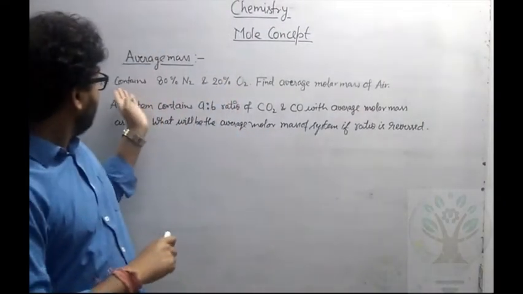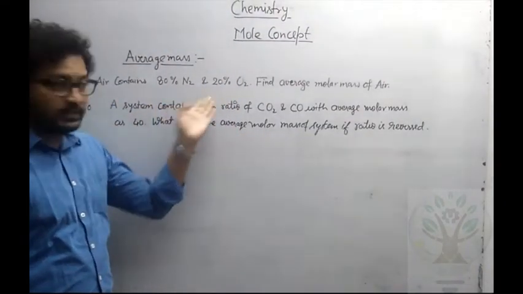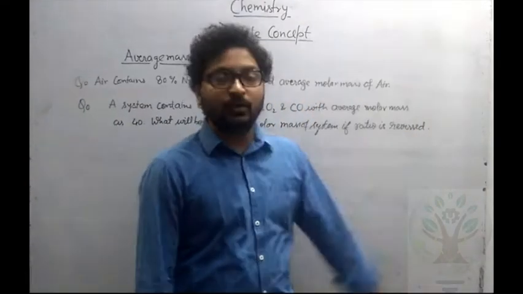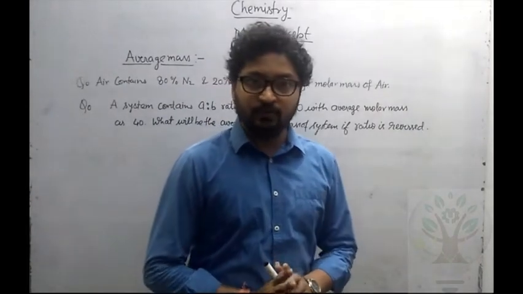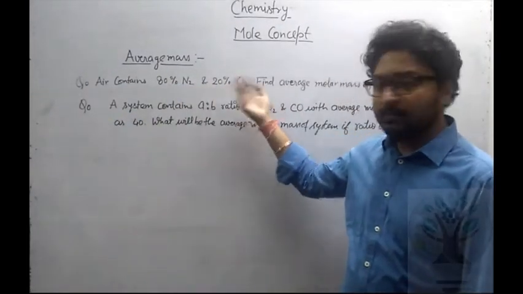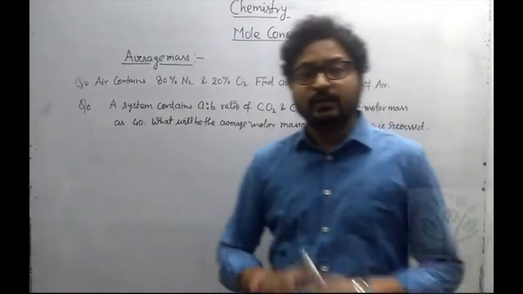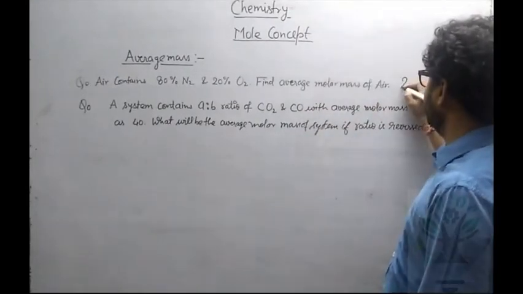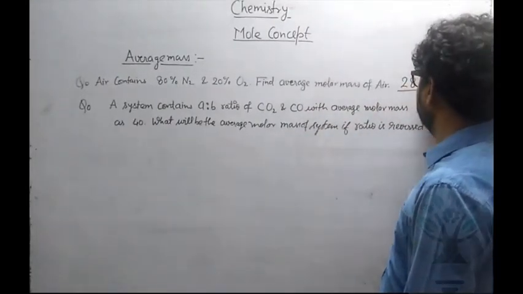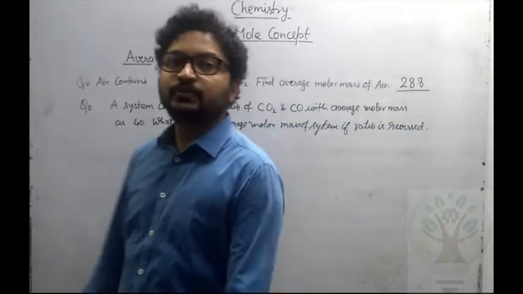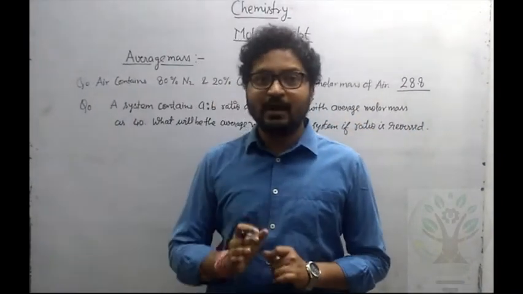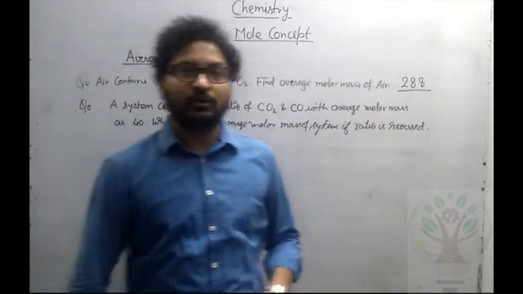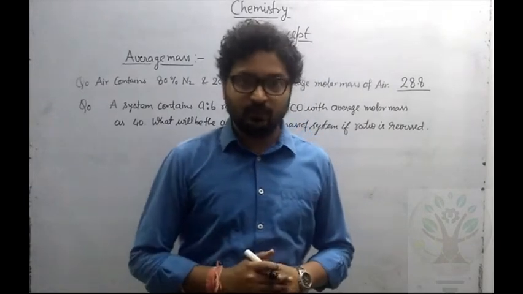Now, the next question is, air contains 80% N2 and 20% O2. So you just have to find the average molar mass of air. Is the question clear to you? 80% N2, 20% O2, find the average molar mass of air. This question you will solve on your own, and the answer will come as 28.8. The average molar mass of air will come as 28.8, and I will ask you to remember this. Okay? Try this whether you are getting 28.8 or not. If you have any difficulty, ask me in the comment section.